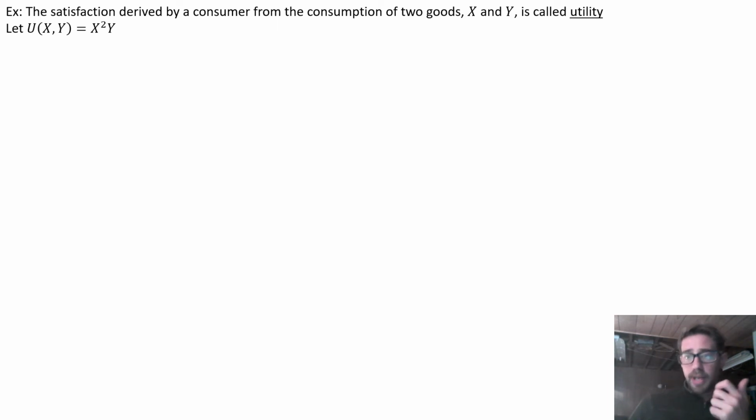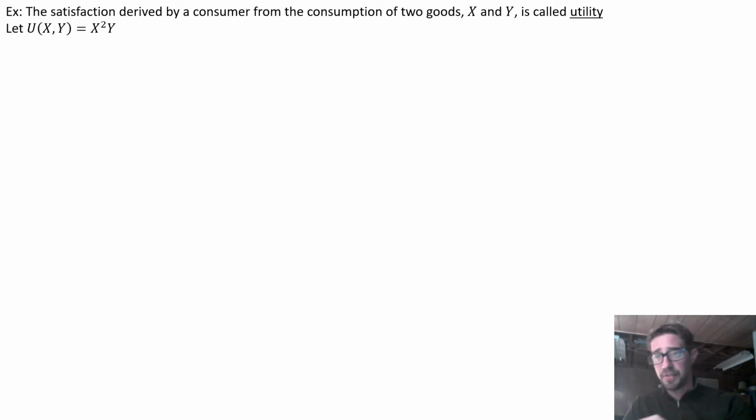That's how we would write it with our new notation, right? U of x,y, and now I'm just making one up, equals x squared y. Let's say we did a study, and that's what we found for people's level of satisfaction with buying x units of one thing and y units of another thing. So as x goes up and y goes down, u is going to go back and forth too. So we're just going to ask some questions about this.